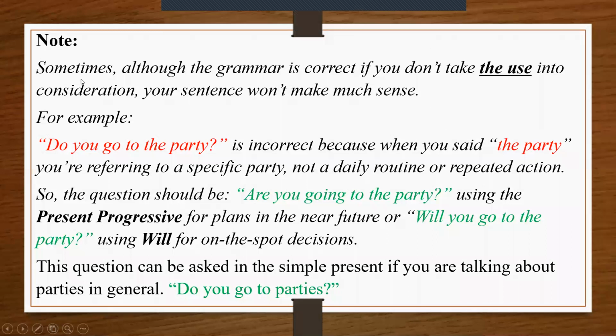An important note is that sometimes, although the grammar is correct, if you don't take the use into consideration, your sentence won't make much sense. For example, the question, do you go to the party? is incorrect because when you say the party, you're referring to a specific party, not a daily routine or a repeated action. So the question should be, are you going to the party? using the present progressive for plans in the near future, or will you go to the party? using will for on-the-spot decision.